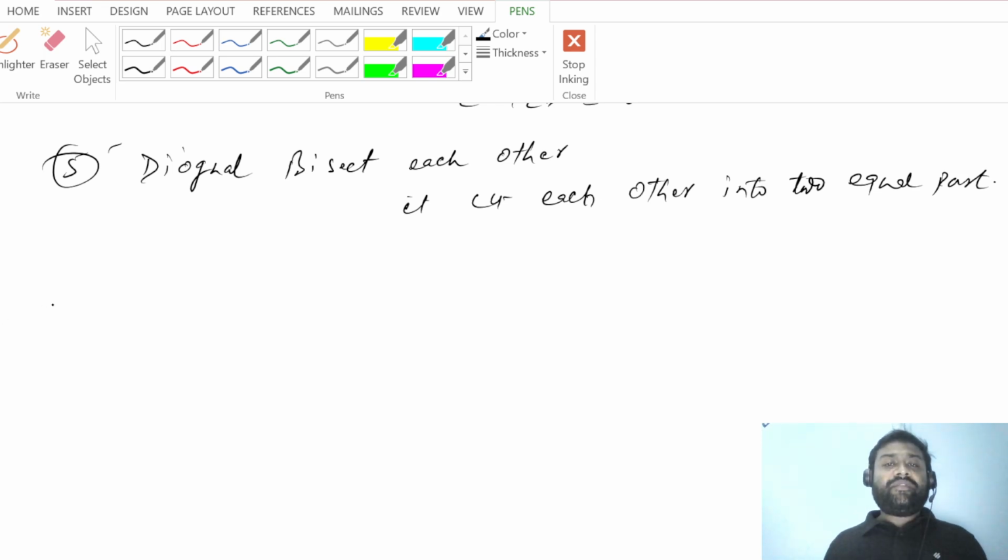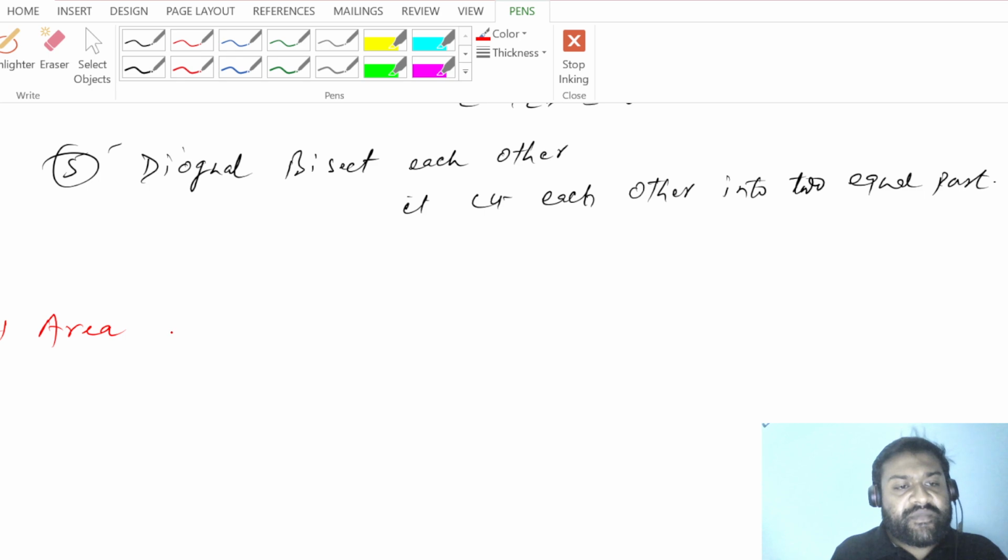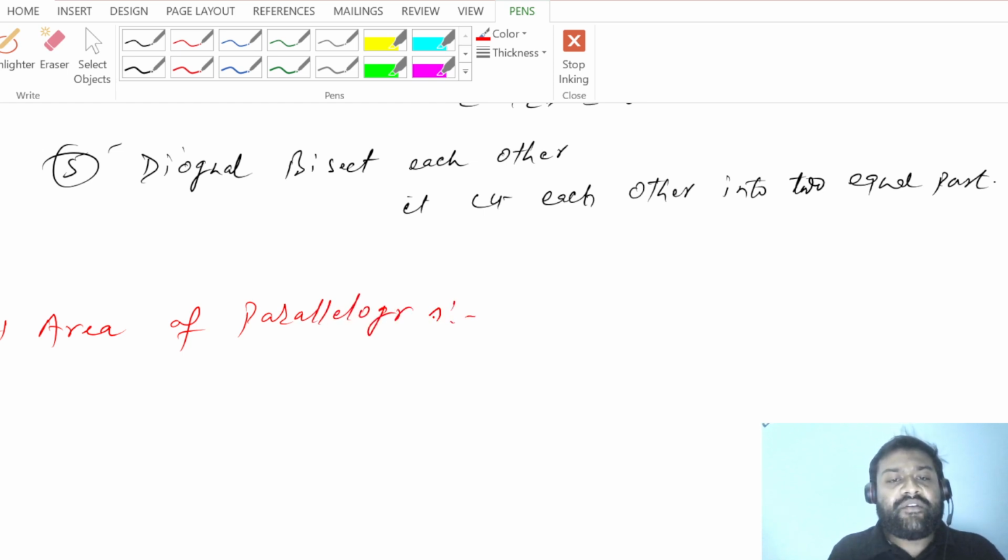Now we'll see the area of parallelogram. In this topic, we'll see the area of parallelogram. Now how will we find it out? So for the area of parallelogram, we'll just make a parallelogram.